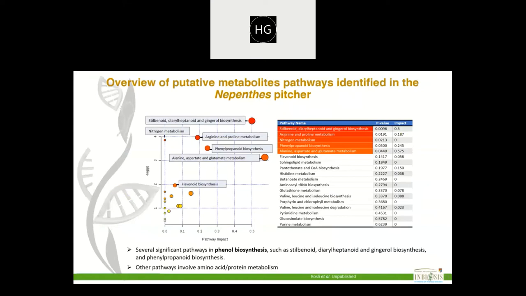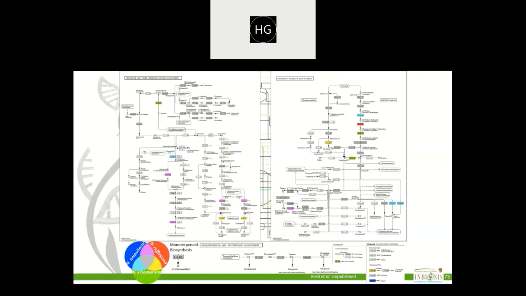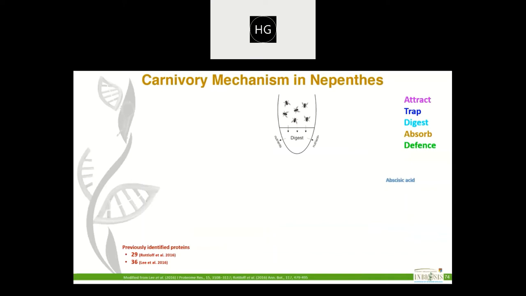And we can also map onto the KEGG pathway using the transcript and also the metabolite. Okay, that's the advantage of the integration of different omics. And what we learned, this is what is known from the previous study, that there is this terpene, alkaloid, flavonoid in the pitcher, which produce these aromatic chemicals, also the pigment to attract the prey.